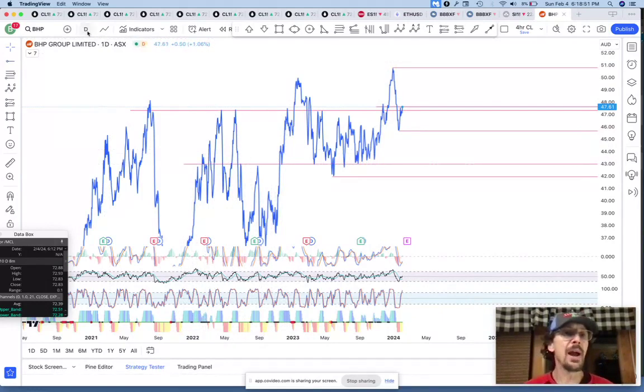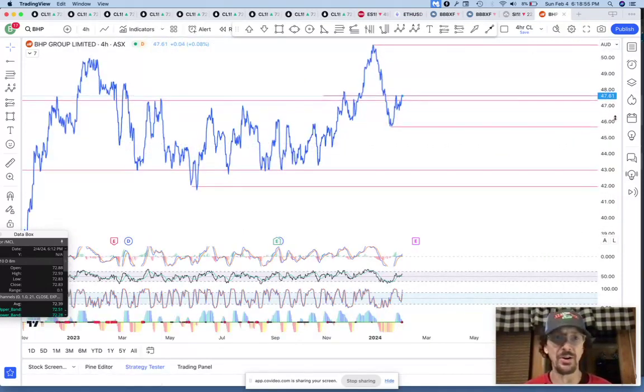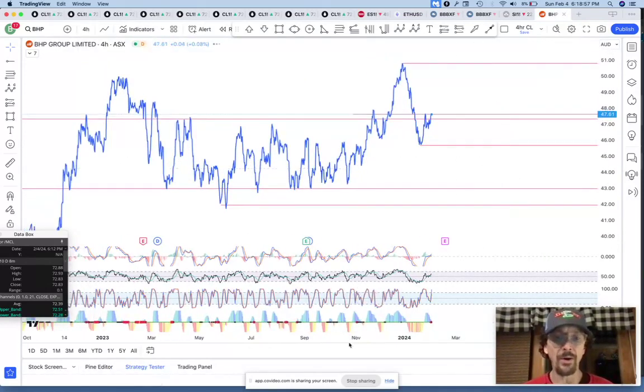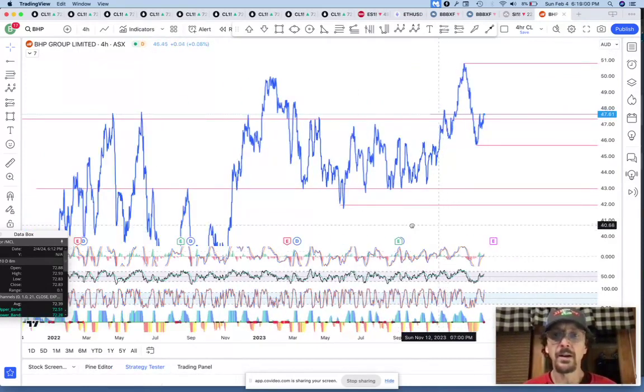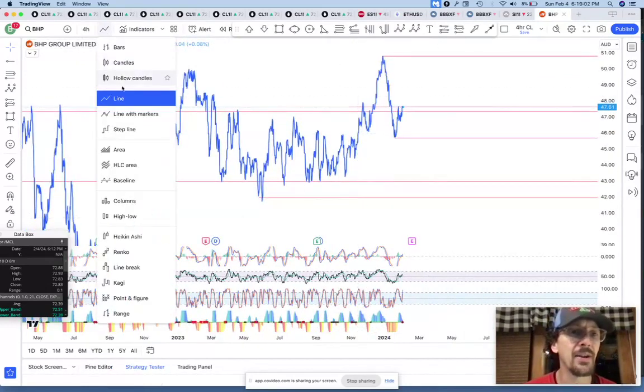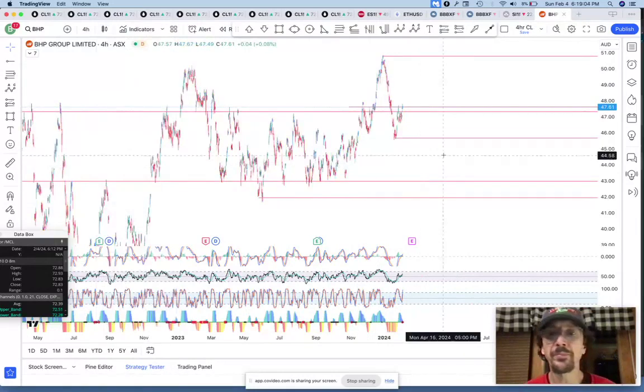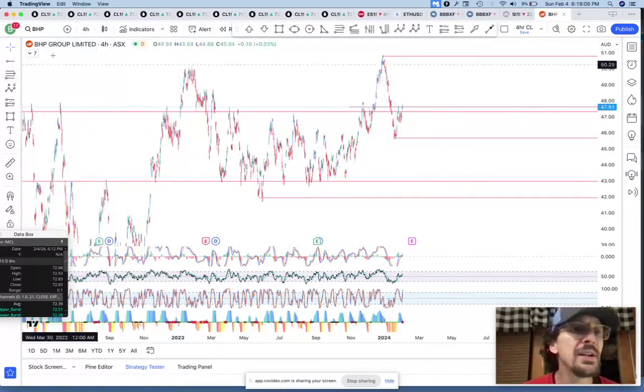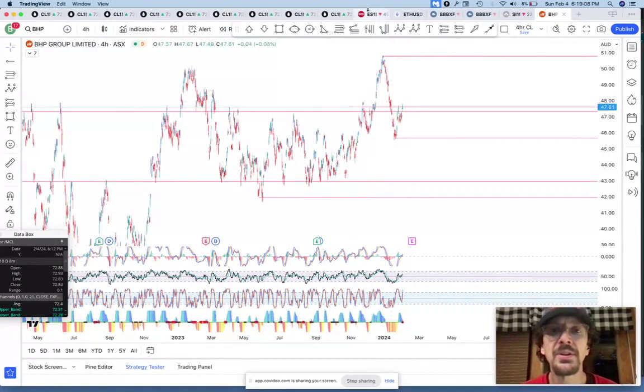All right. So now we hop down to the 4-hour time frame. Now that we've got a start, we drop to the 4-hour. And watch this. Now we're going to go back to the candles. Now you can see a little more detail in the candles.